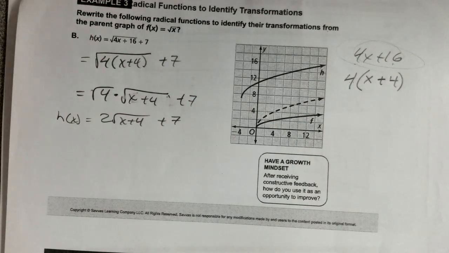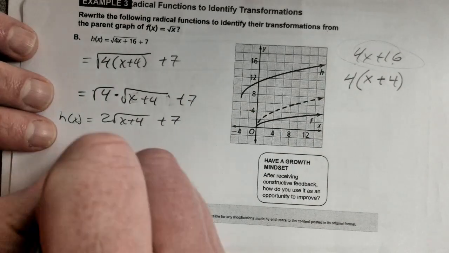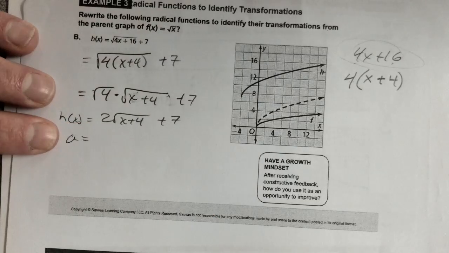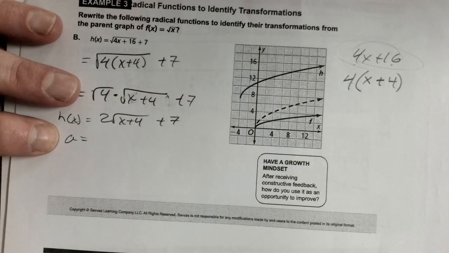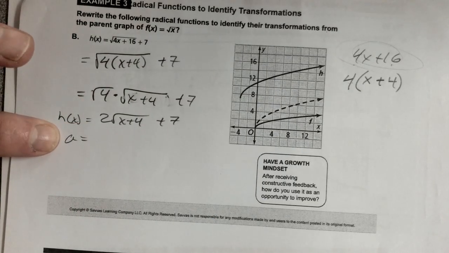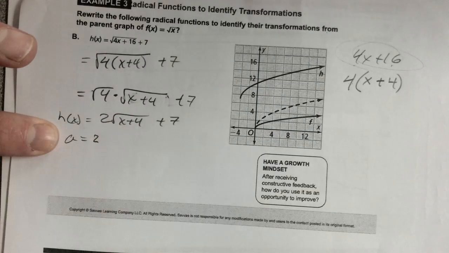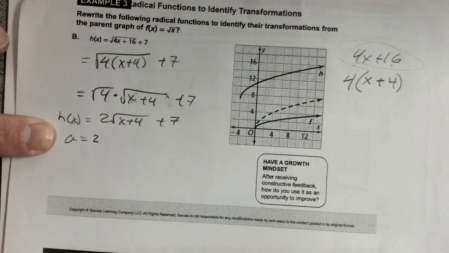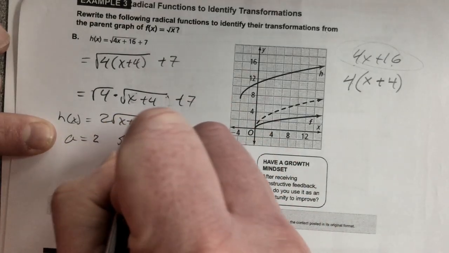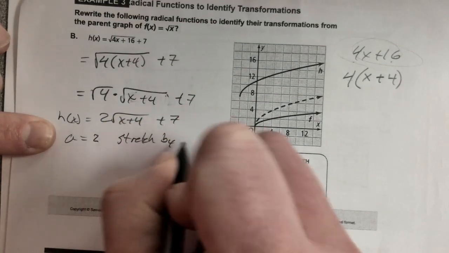So what is the value of a, Austin? Let me go back and look one more time. I want to say it's 2. You got that right. And what does that do to the graph? It will stretch it. Yes, good. So we are going to stretch by a factor of 2.